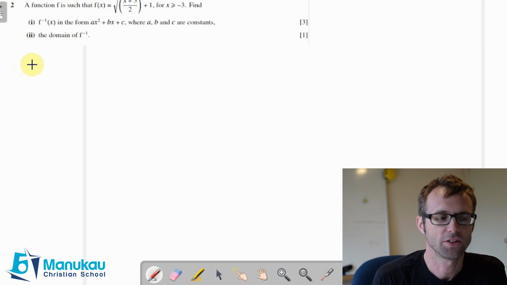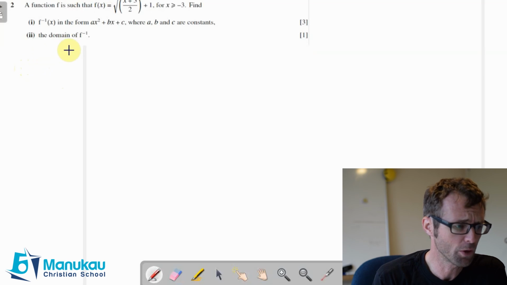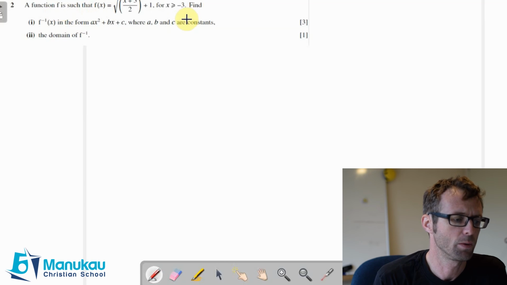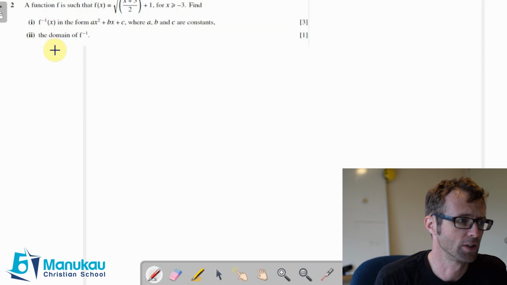This one's on functions. We've got this function f, such that f of x is equal to the square root of (x plus 3) all over 2, plus 1, for x greater than or equal to minus 3. The first thing we've got to do is find the inverse function in the form ax squared plus bx plus c, where a, b and c are constants.